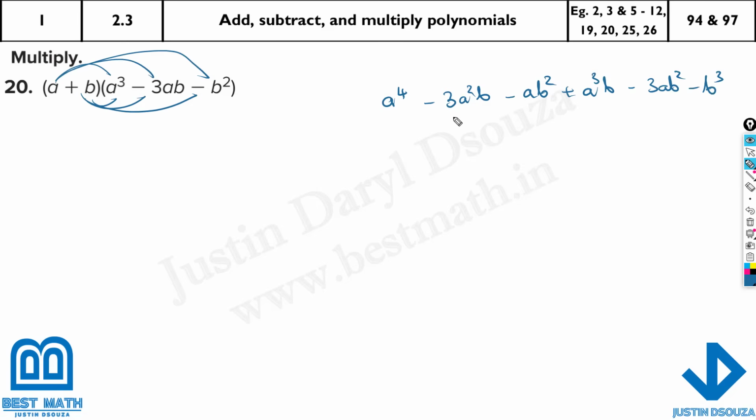Now, can we simplify anything? Let's see. a to the power 4 cannot be simplified. This one over here, a squared, there is no other term with a squared. And b squared, okay, this can be simplified, only this. Okay, let me just check this out. Yes, that is true. No other terms. So it is a to the power 4 minus 3a squared b, and it's minus 4ab squared plus a cubed b minus b cubed. So that will be the answer.